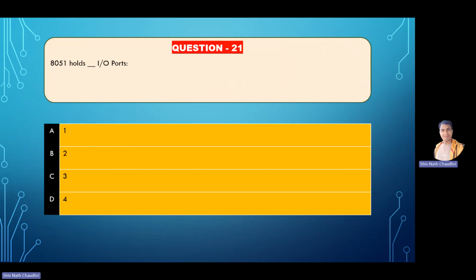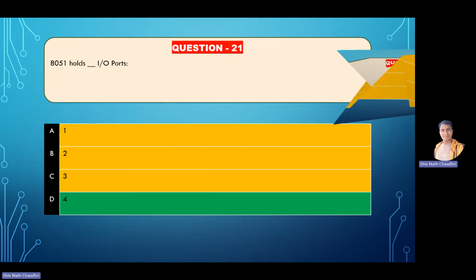Okay, for 8051, the question is: 8051 holds, fill in the blanks, IO ports. Okay, so 1, 2, 3, 4. 8051 holds 4 IO ports. Okay, if you find the pin diagram for 8051, you get that 8051 holds 4 IO ports. So 4 is the right answer for this fill in the blanks question. Yes, 4 is the right answer for question number 21.